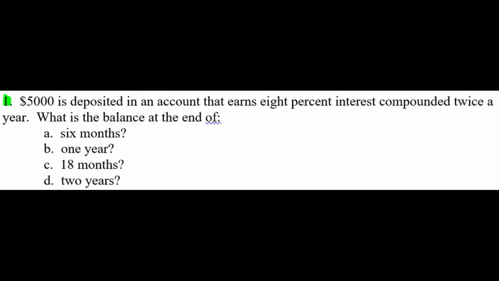So number 1 says we have $5,000 deposited into an account, so that's going to be our principal, that earns 8% interest, which is going to be 0.08 for our rate, compounded twice a year. So the N in this case is going to be 2. So we're going to plug in that 2 at 2 different spots. Okay, and then it asks you what the balance is at the end of different time frames. So let's do letter A.